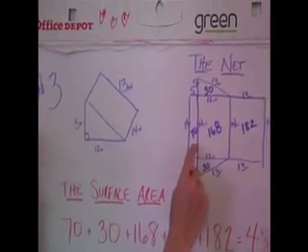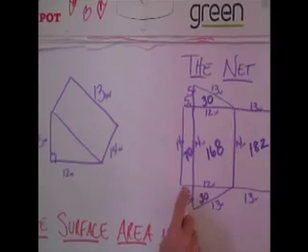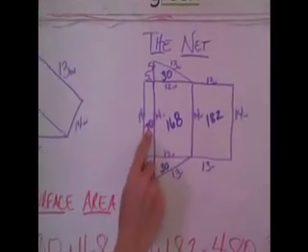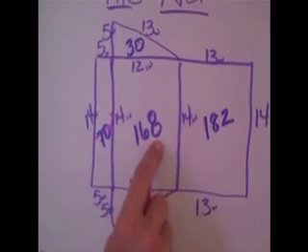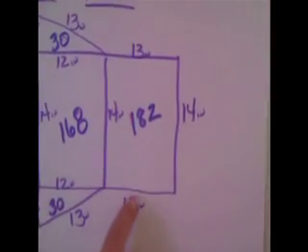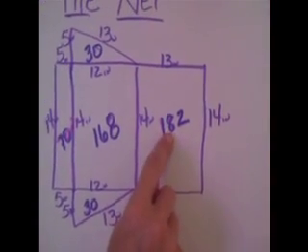This being a rectangle, just length times width. So multiply 5 times 14, and I put 70 here in the middle. This, 12 times 14, which is 168. And then here, I have 13 times 14, which is 182.